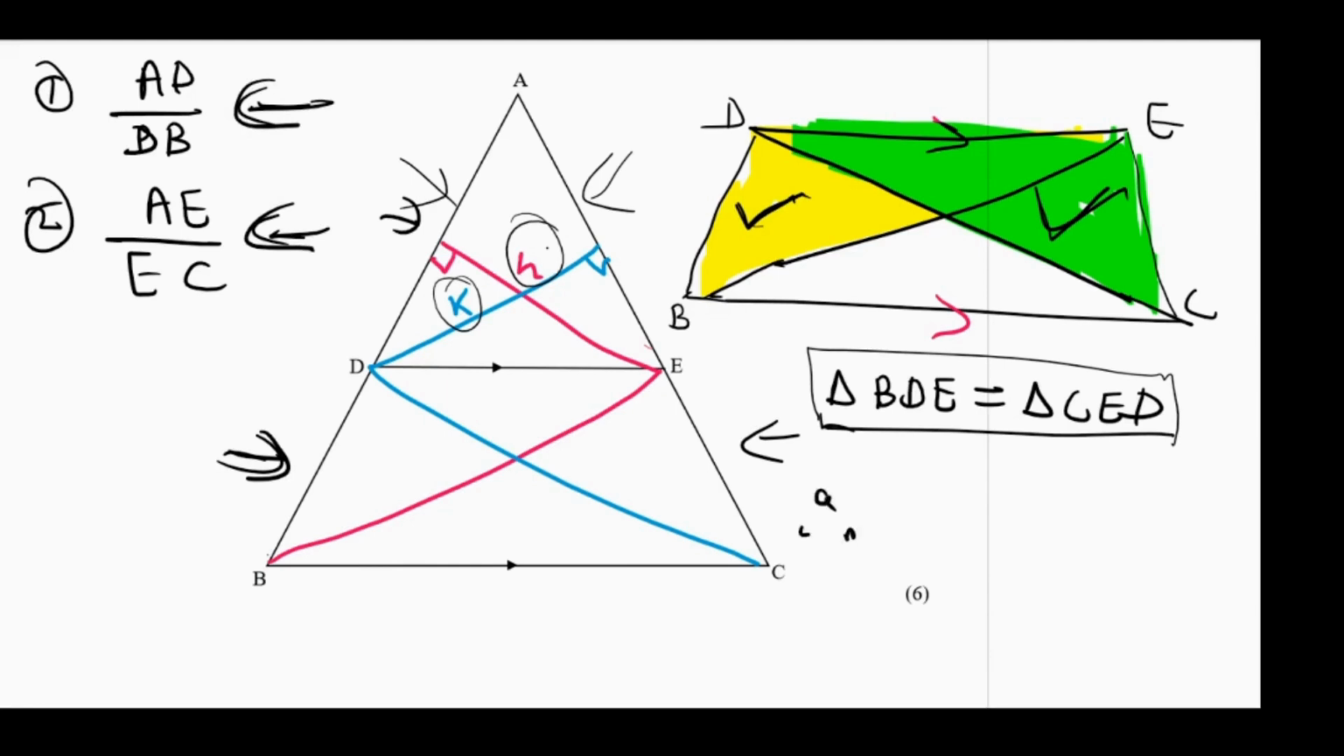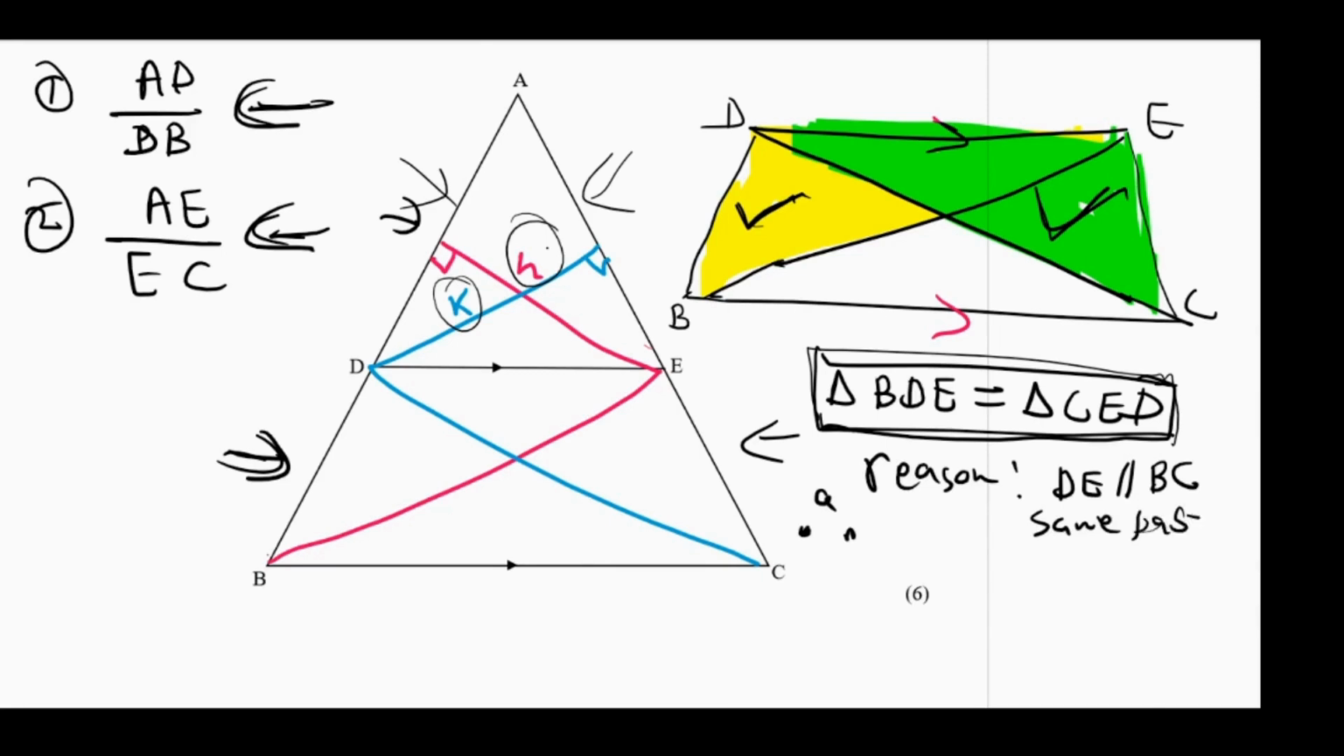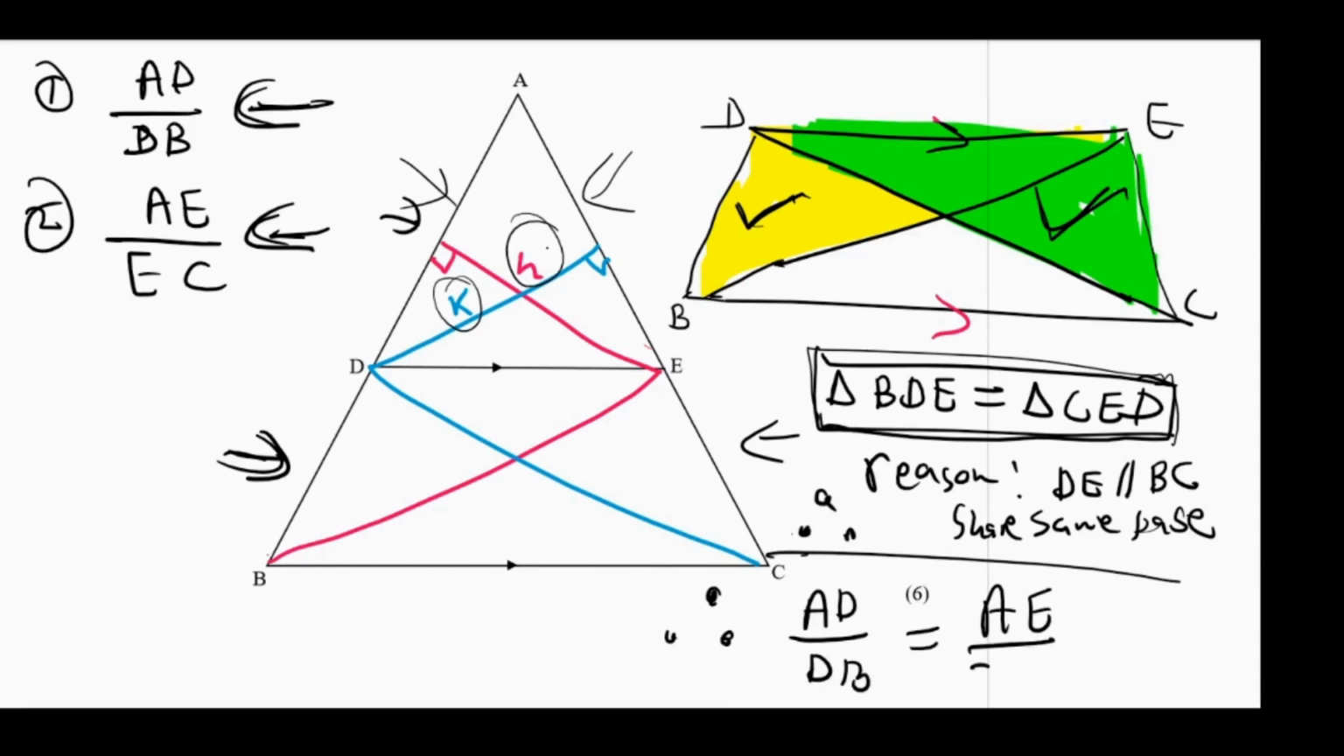So we can conclude after proving that. We can simply say these are equal, and we need to write the reason. The reason would be that DE is parallel to BC, and you can say they share the same base. That is the reason for this portion. Then you can conclude and say, therefore, AD over DB is equal to AE over EC. That would be the final solution for this problem.